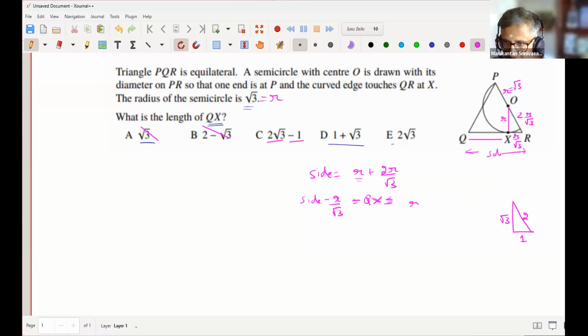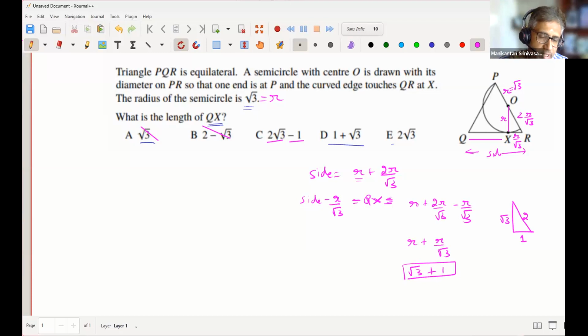So it's R. I'm getting 1 plus root 3. Sorry, Kunal, I'll take your question in just 1 second. So R plus R by root 3, and R is given to be root 3. Therefore, it's root 3 plus root 3 by root 3, which is 1. Sorry, Kunal, what was your question?